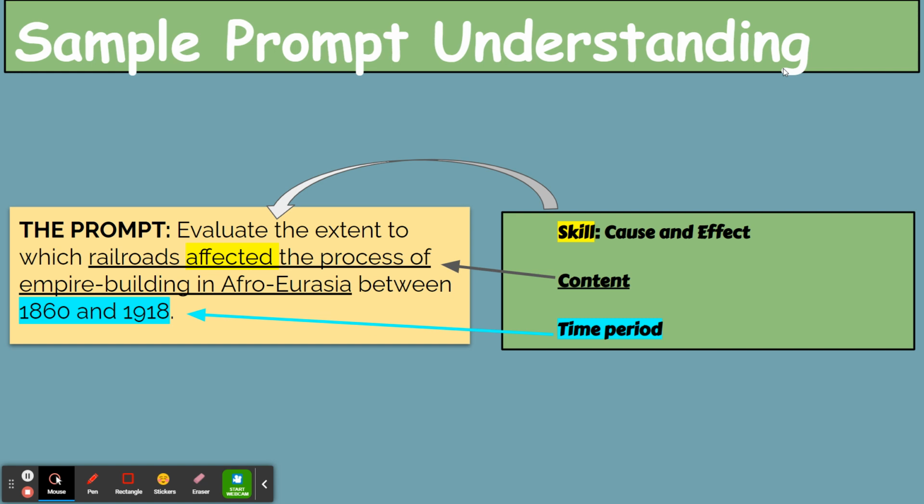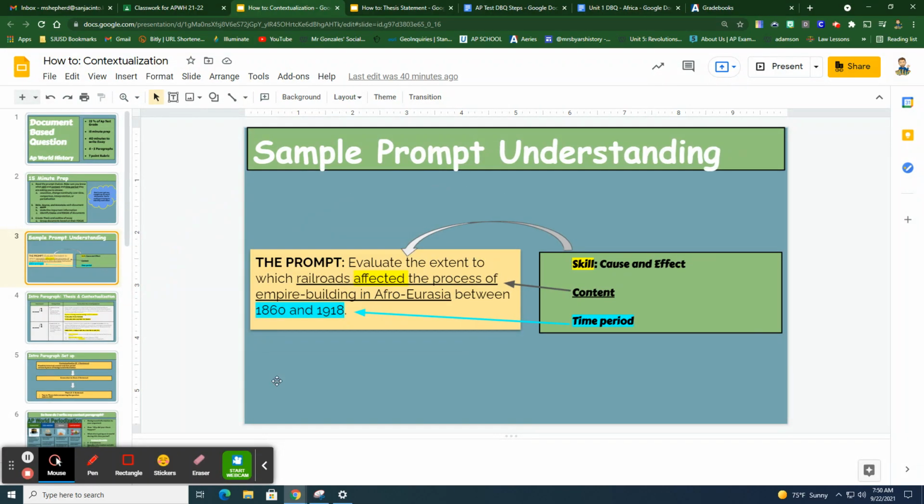Now, why is that? Well, that's going to tell you how you're going to set up your body paragraphs and your essay. So, for example, let's read this prompt first. Evaluate the extent to which railroads affected the process of empire building in Afro-Eurasia between 1860 and 1918. The skill is affected, so we know it's cause and effect. Because we know it's our cause and effect skill, we are going to know which type of essay to write. And I'm going to show you with this handout here. One second.